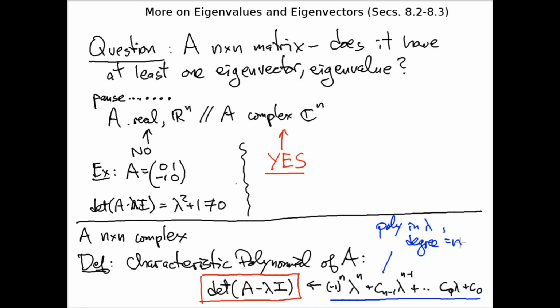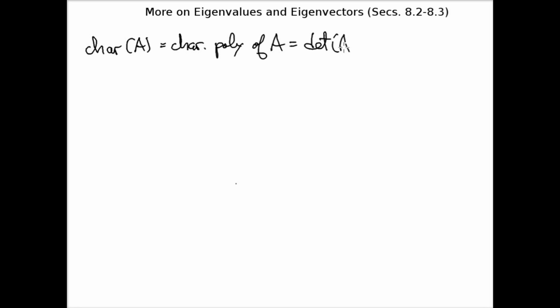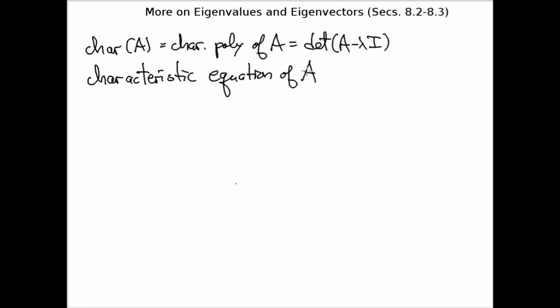So let's look at that a little more closely. Okay, so I'm going to write char A for the characteristic polynomial of A. That is to say, it's this determinant of A minus lambda I. And another bit of terminology, the characteristic equation of A, that's an equation. And the equation is, you set this thing equal to 0. Determinant of A minus lambda I is equal to 0.